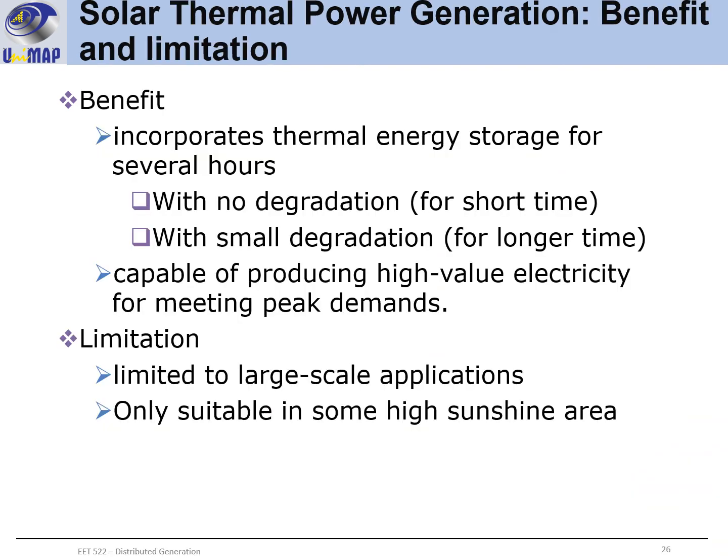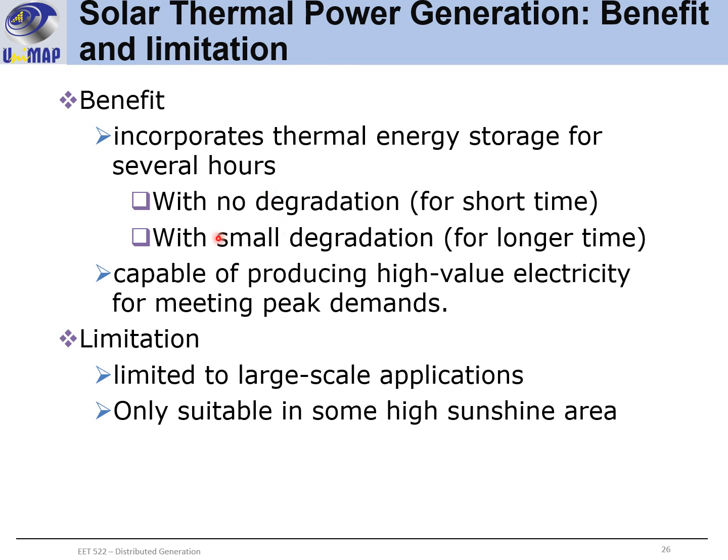Okay, these are some of the benefits and the limitations of solar thermal power generation. Okay, some of the solar thermal generation technology can be used to store energy. Like the solar power tower can be used to store energy in the form of molten salt, and then when you want to generate electricity, you can use it to generate steam, and the steam can be used to run the turbine and generate electricity using the generator.